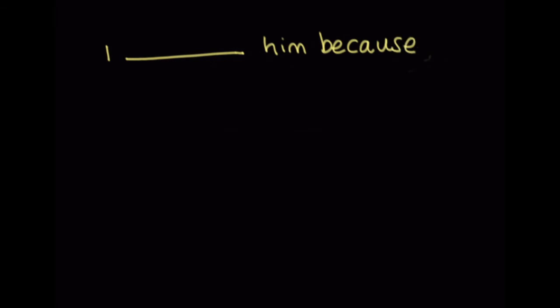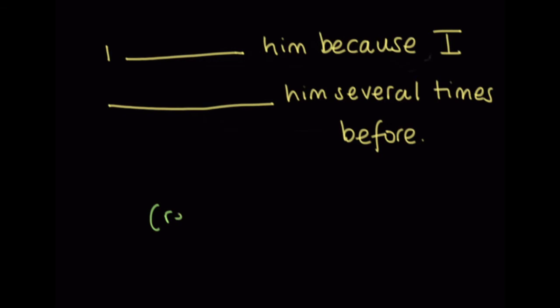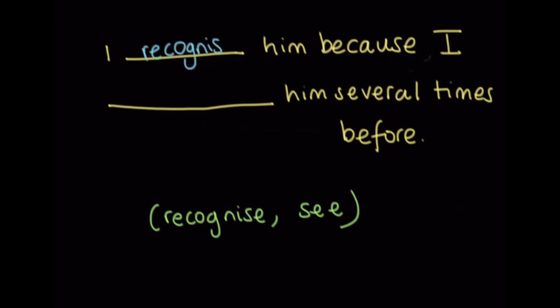I blank him because I blank him several times before. Use the verbs recognize and see. So I recognized, yes, I recognized him because I had seen him several times before. This is using recognized in the past simple, and because it's an earlier past, we use had seen him in the past before you recognized him. Think of the timeline, which event comes first, and then which verb tense you need to use.